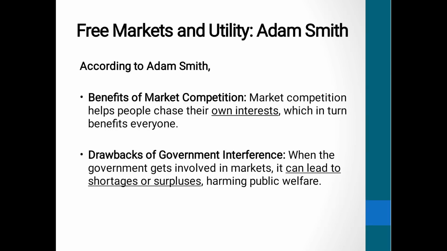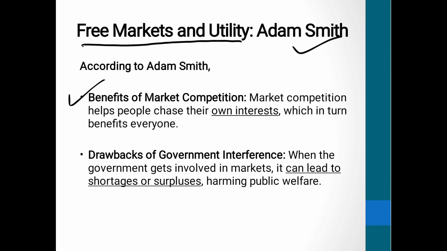The second theory in this regard is the theory of free markets and utility by Adam Smith. Okay, let's talk about this theory. According to Adam Smith, there are two main assumptions to discuss. First, benefits of market competition. Market competition helps people chase their own interest, which in turn benefits everyone.